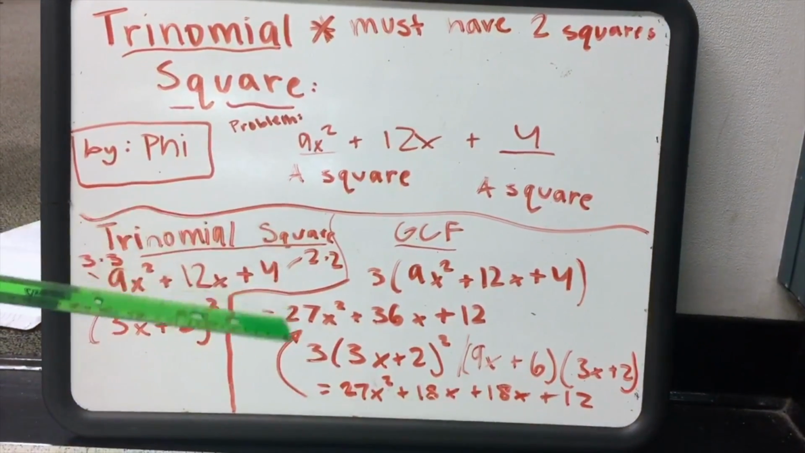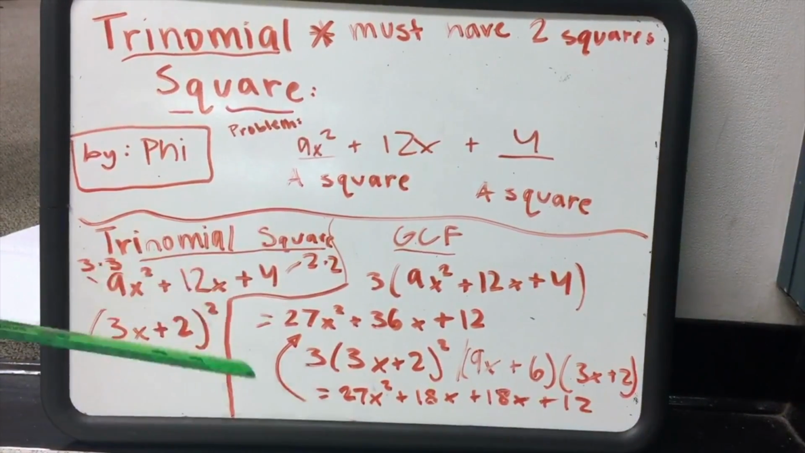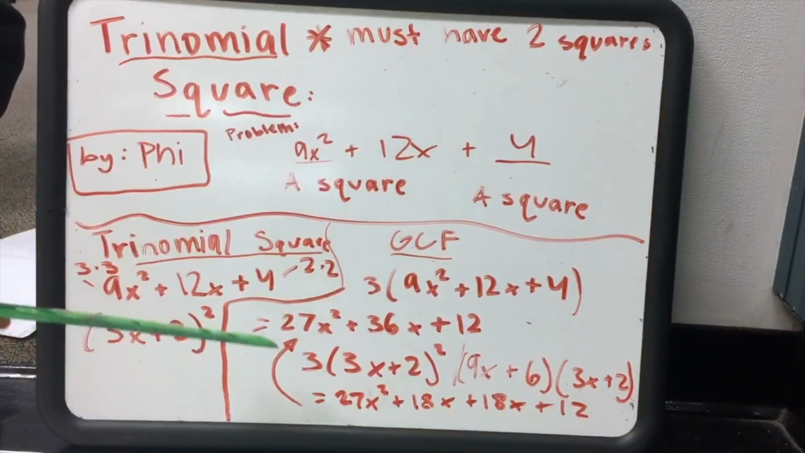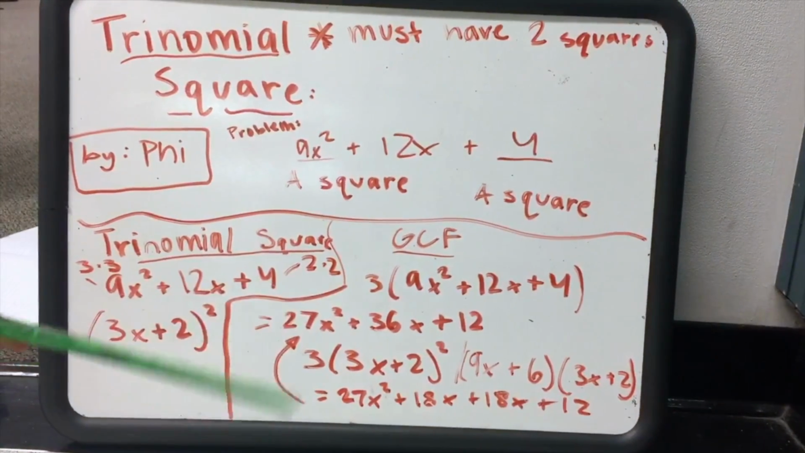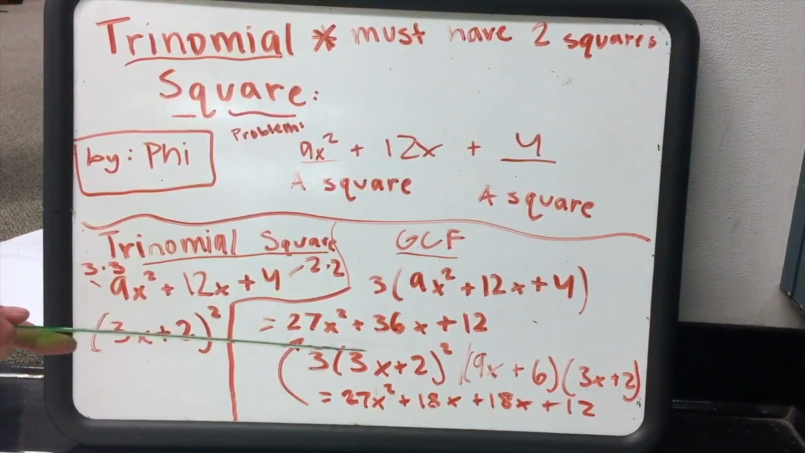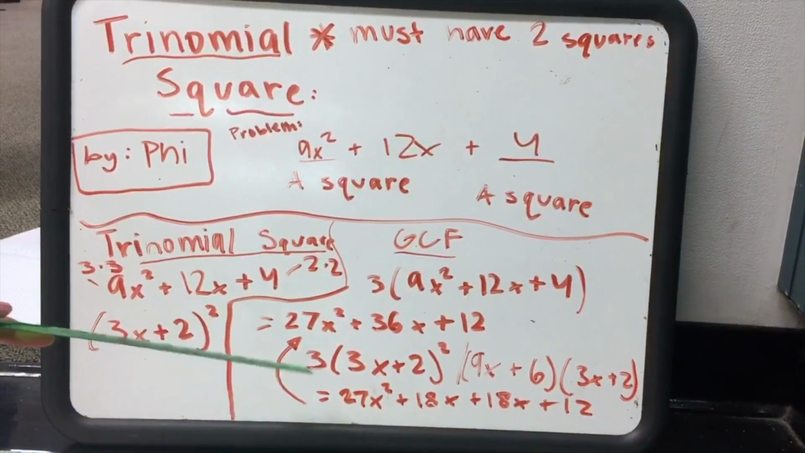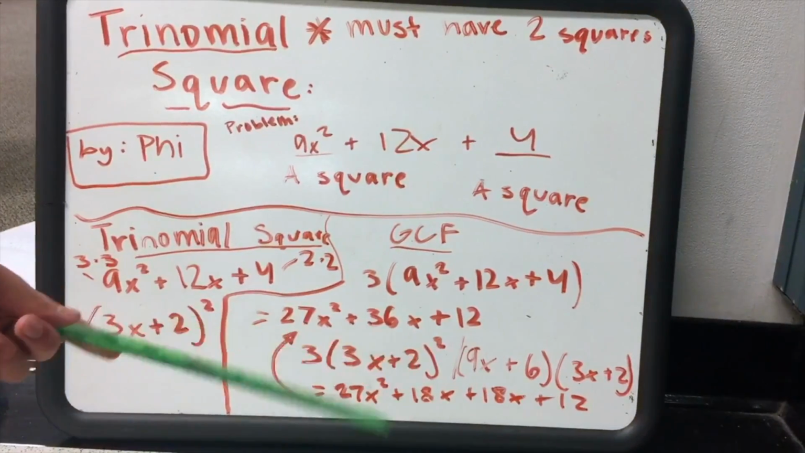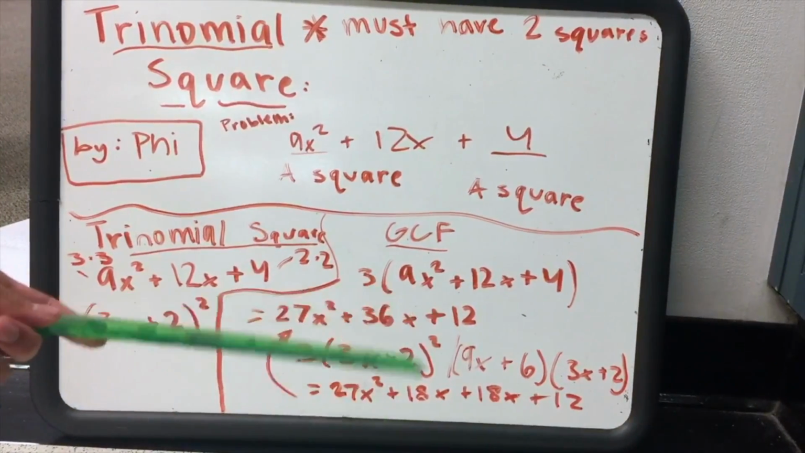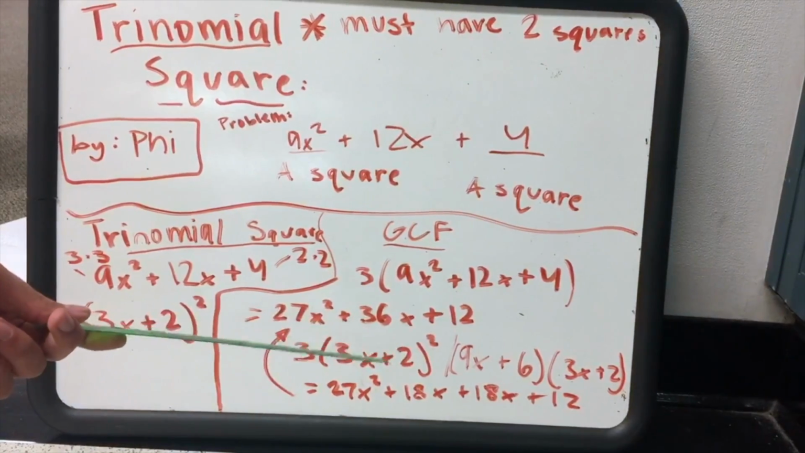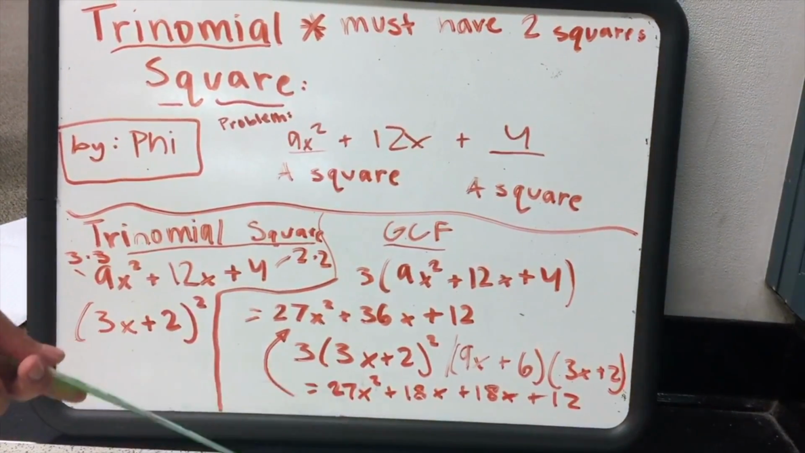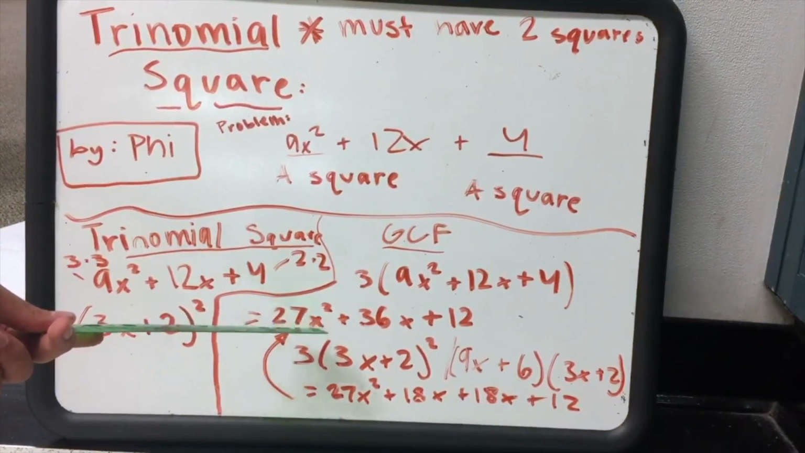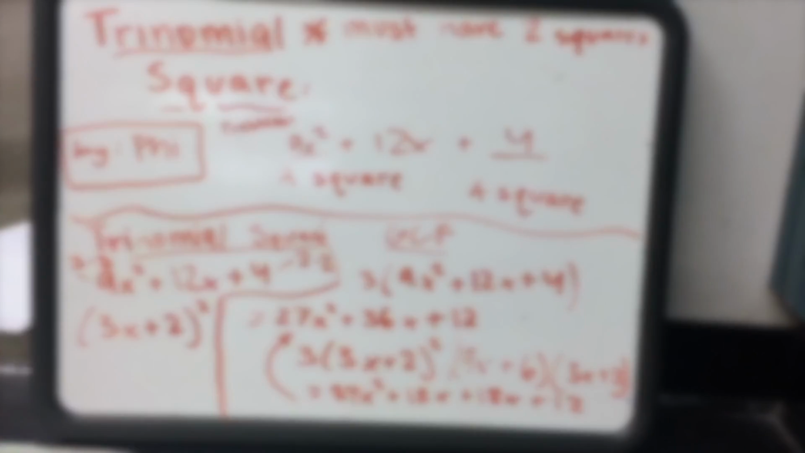And I picked a random number for GCF. I picked the number 3, so I multiplied it and I got 27x squared plus 36x plus 12. And the greatest common factor would be 3. So I just took out 3 and then I multiplied by 3x plus 2 to get 9x plus 6 and then 3x plus 2. And then I FOILed it to get 27x squared plus 18x plus 18x plus 12, which originally ends with 27x squared plus 36x plus 12.